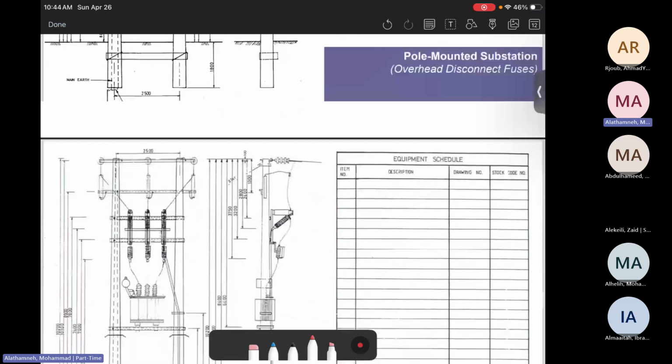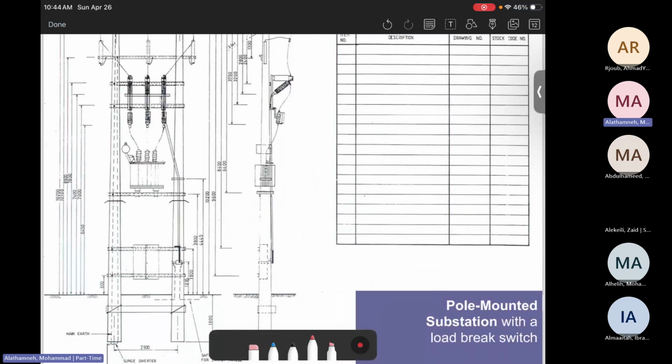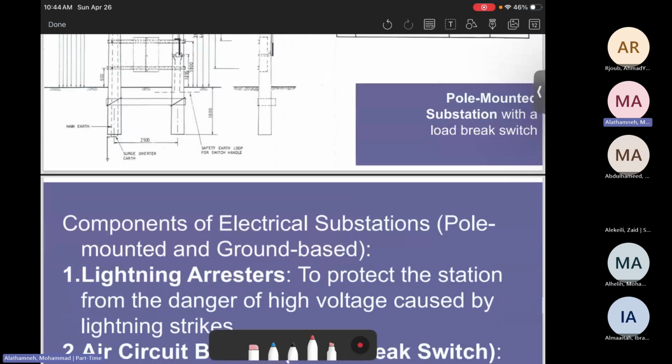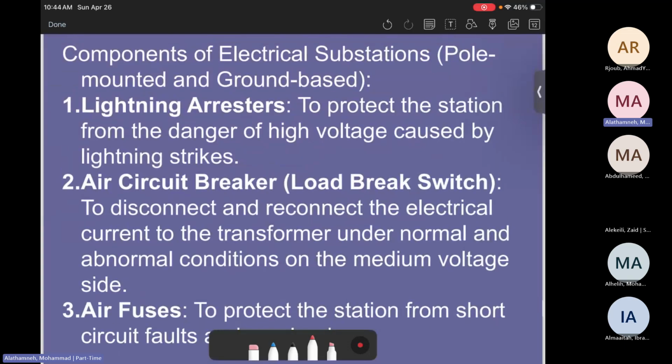So that's it. This is another sketch for the pole mounted substation, from a different side of the fuse. The components of the substation, pole mounted or ground mounted, should include the following: the lightning arresters to protect the station from lightning when there's a lightning strike.